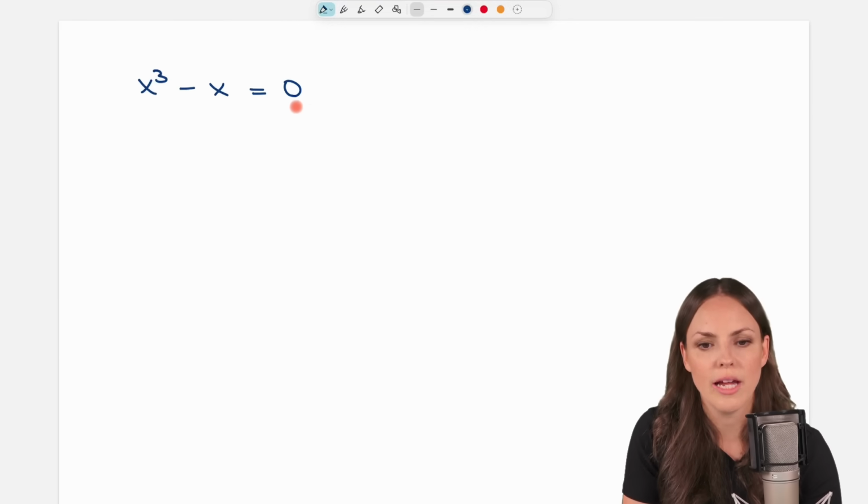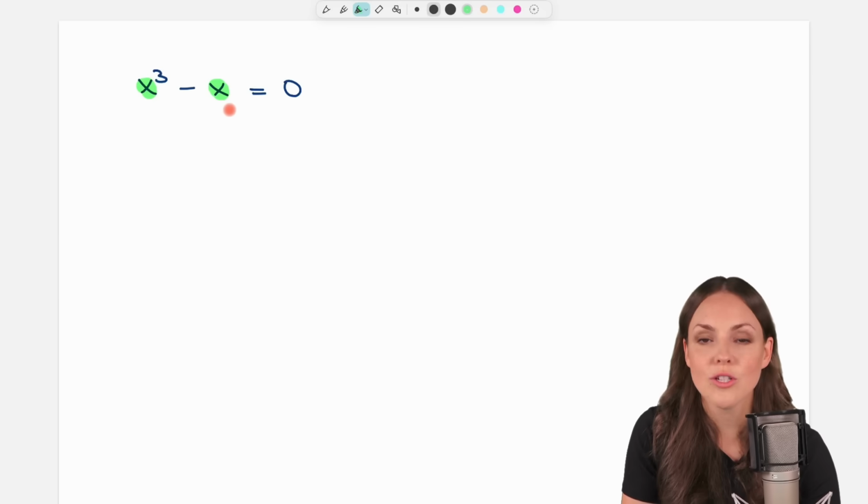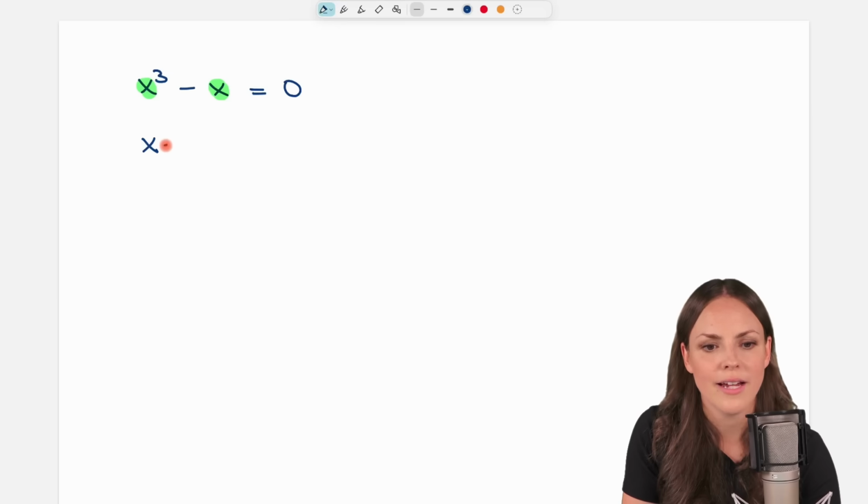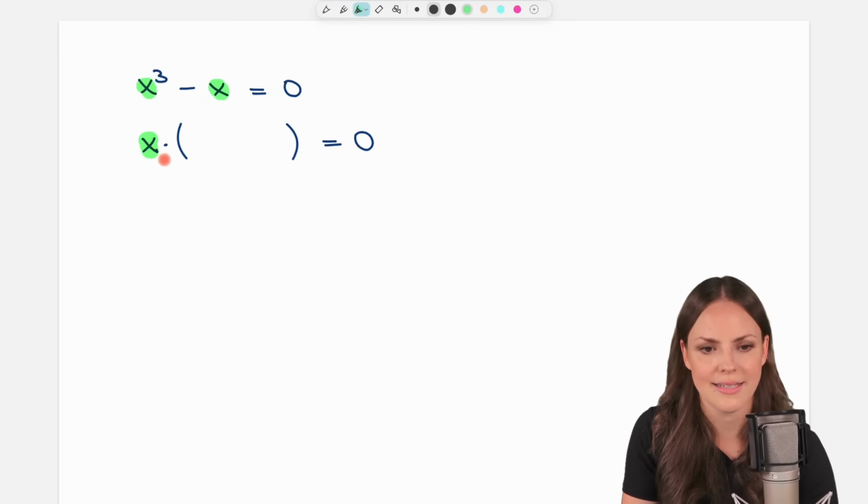On one side we have 0, on the other side we have two parts, and in each part we have x, which is great because then we can factor out x. Let's do it. If we factor out x, what is left in my parentheses then? On the other side, we still have 0. We have the minus in between, so let's write down the minus already.